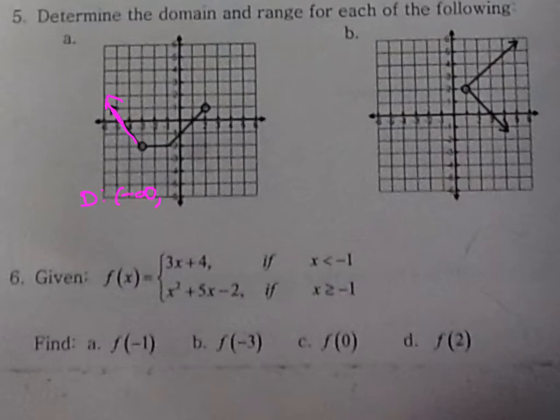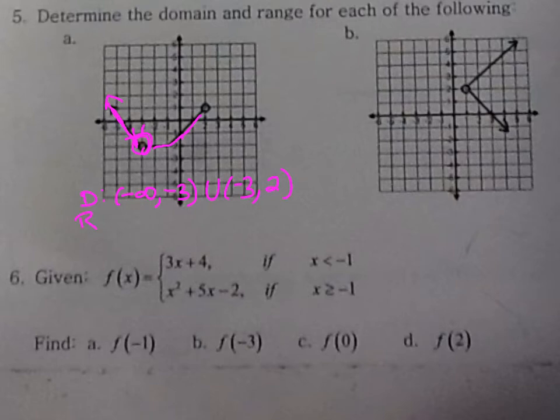Now as my graph comes to the right, I have to skip over this point, and that's at negative 3. So it's negative infinity to negative 3, and then it keeps going. So it's going to be union negative 3 to positive 2, and then positive 2 has a hole, so it's going to be a parentheses.